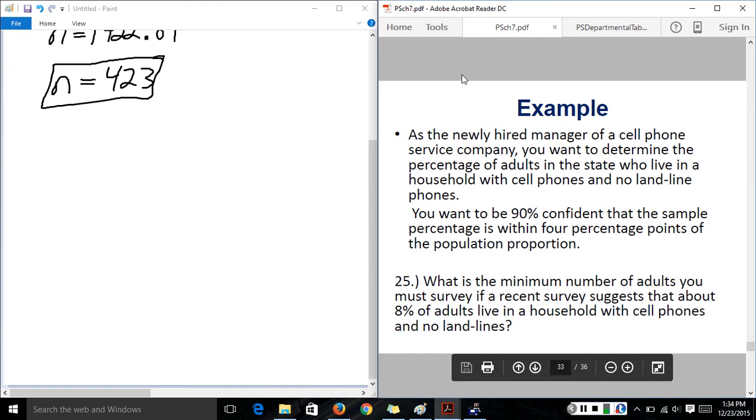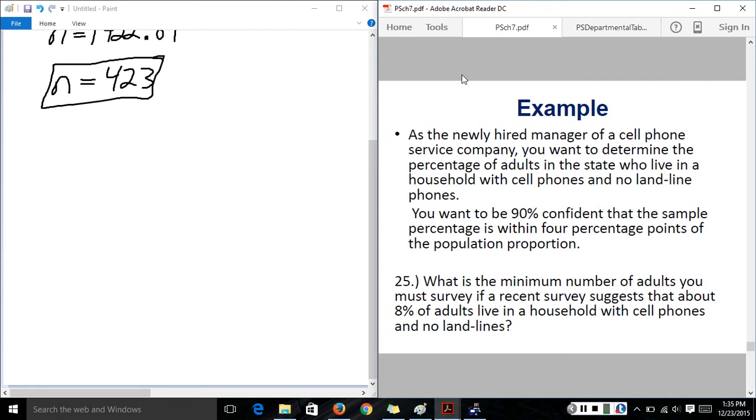All right, well, number 25 has a very similar setup. Same idea. You're a manager of a cell phone company. You want to determine the percentage of adults who live in a household with cell phones and no landlines. 90% confidence level within 4 percentage points. But one thing has changed.